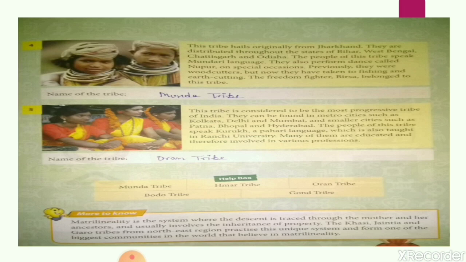Now, in More to Know, you can see matrilineality. So matrilineality is a social system in which a person's descent is traced to their mother or maternal ancestor. It means the descent is traced through the mother and her ancestors, and it also involves the inheritance of property. Such as land, which is handed down from mother to daughter. So the Khasi, Jaintia and Garo tribes from the northeast region practice this unique system and form one of the biggest communities in the world that believe in matrilineality.